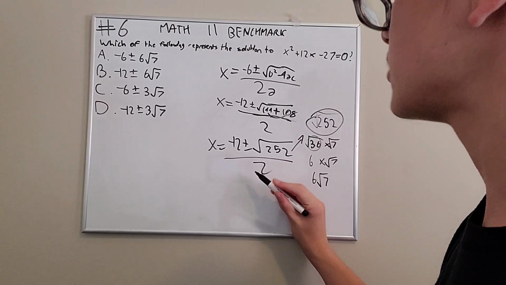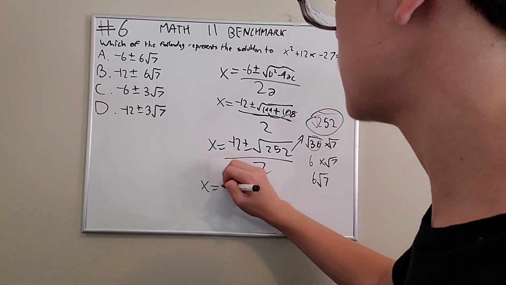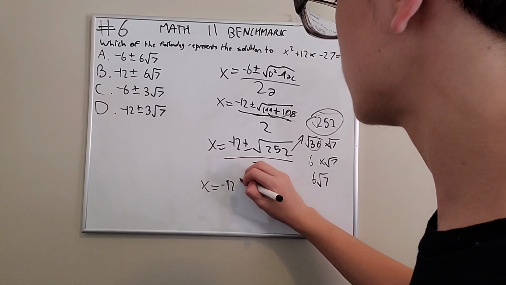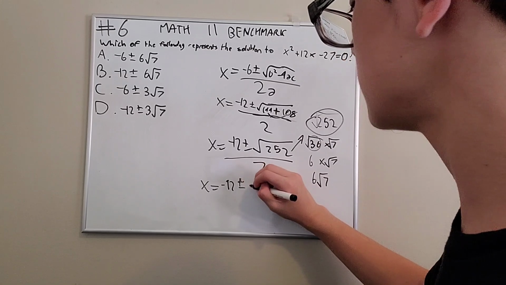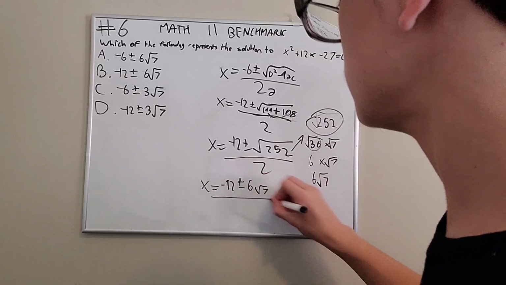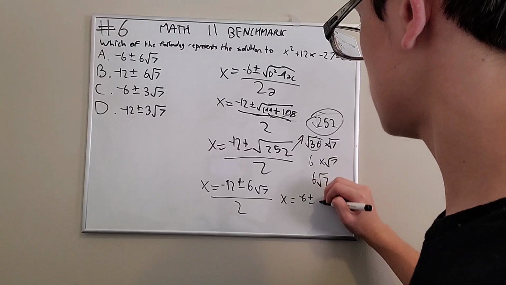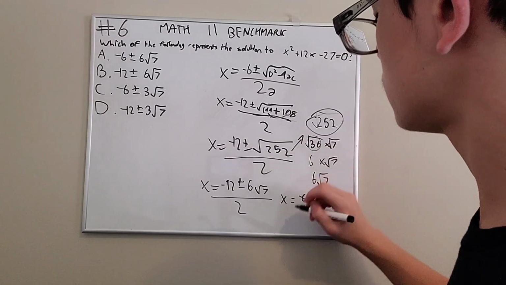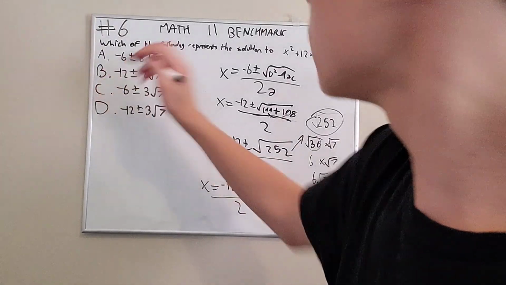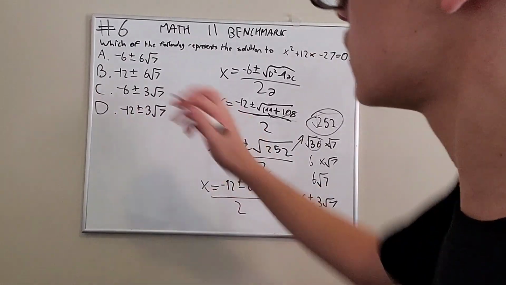But remember, we have to divide it by 2. x equals negative 12 plus minus 6 square root of 7, divided by 2, gives us x equals negative 6 plus minus 3 square root of 7, which is one of our answers.